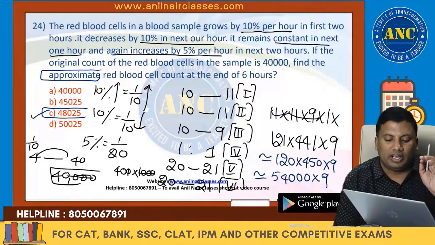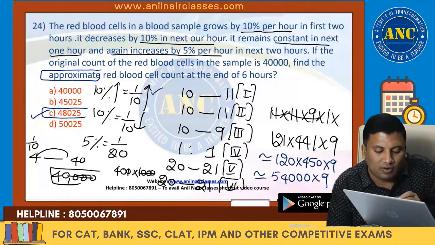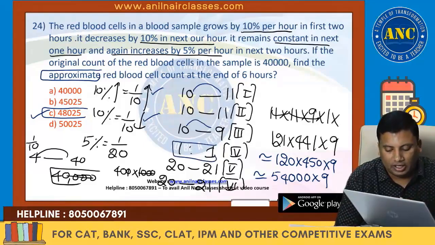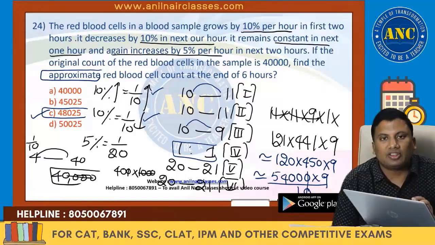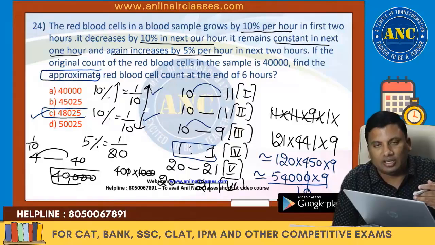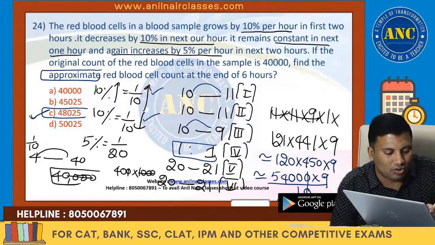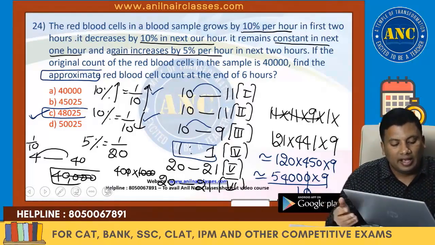Convert every statement into a mathematical expression. 10 1 increase 11, 10 1 decrease 9. Next hour it is same. So it is 1:1. Divided by 10 we have to do. So 5,400. 5,000 into 9 is 45,000. 400 into 9 is 3,600. 48,000. Answer is closer to 48,025. Next question.